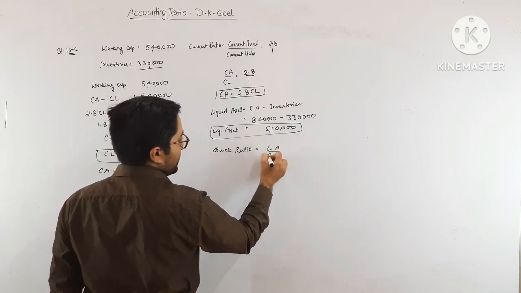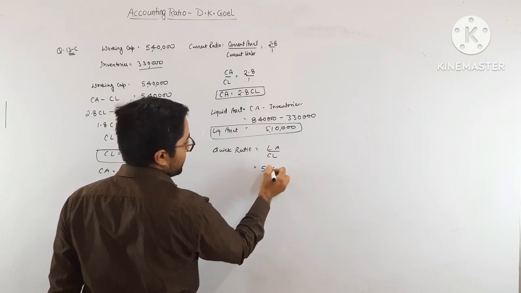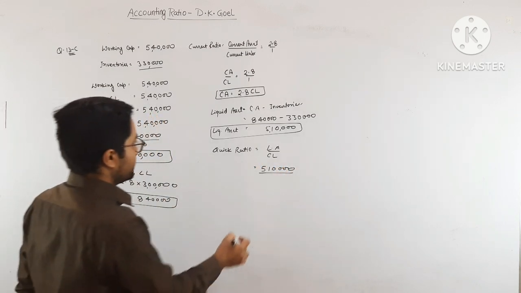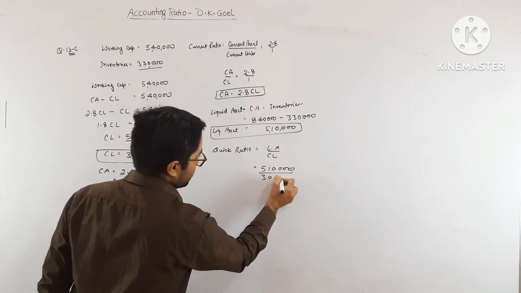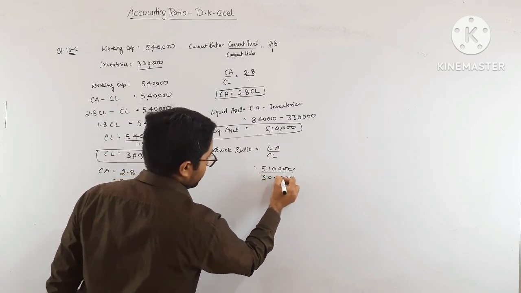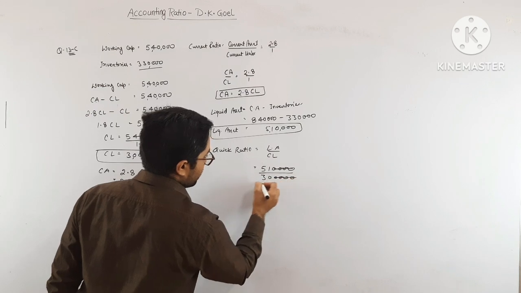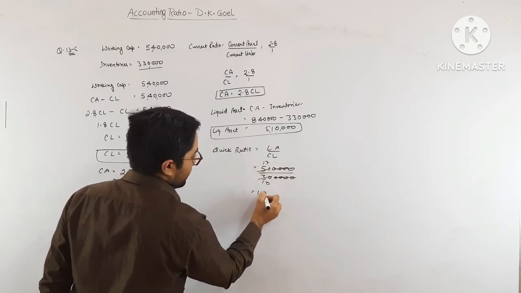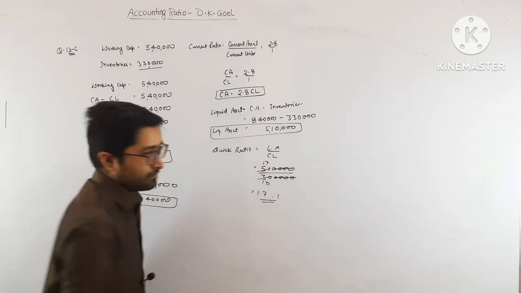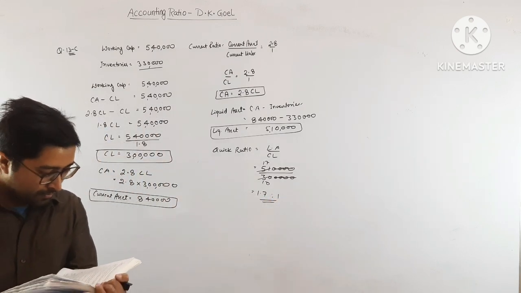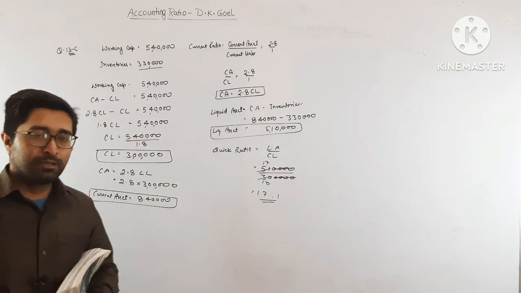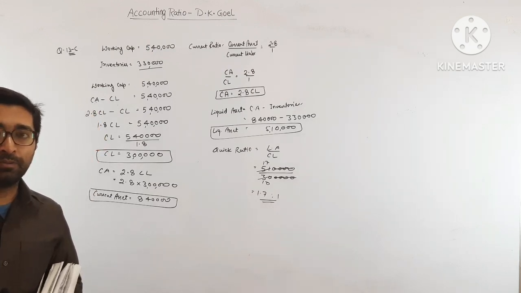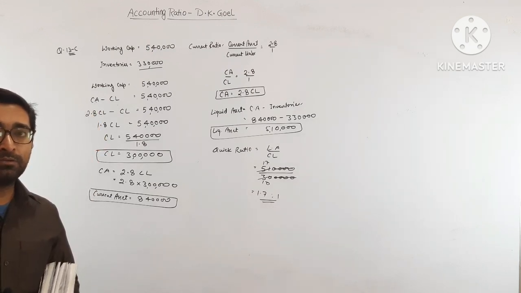So the quick ratio, or liquid ratio, will be liquid asset upon current liability: 5,10,000 divided by 3 lakh rupees, which is 1.7:1. Clear? So your question number 13A and 13C are completed, and in the next video we will see the next question.